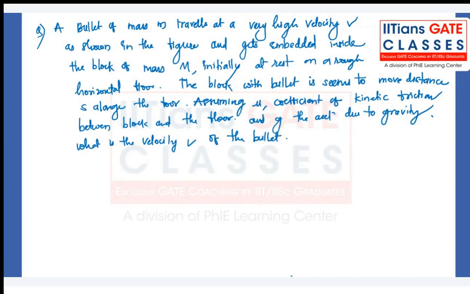Okay, so your answer should be in the general form. I'll not give options. You try on your own, but I'm telling you that nothing is numerical here. Your answer is in terms of m small. So this is capital M, mass of the block. This is small m, mass of the bullet. v is the velocity which we have to calculate, and mu is the coefficient of friction, and distance s is traveled. g is the acceleration due to gravity. So your answer is in terms of small m, capital M, s, mu, g, etc. It's in general format.